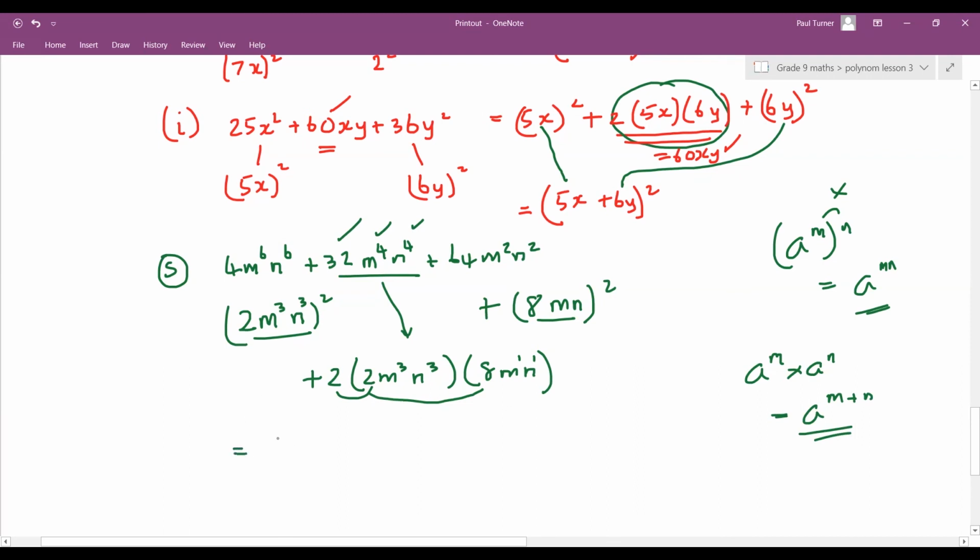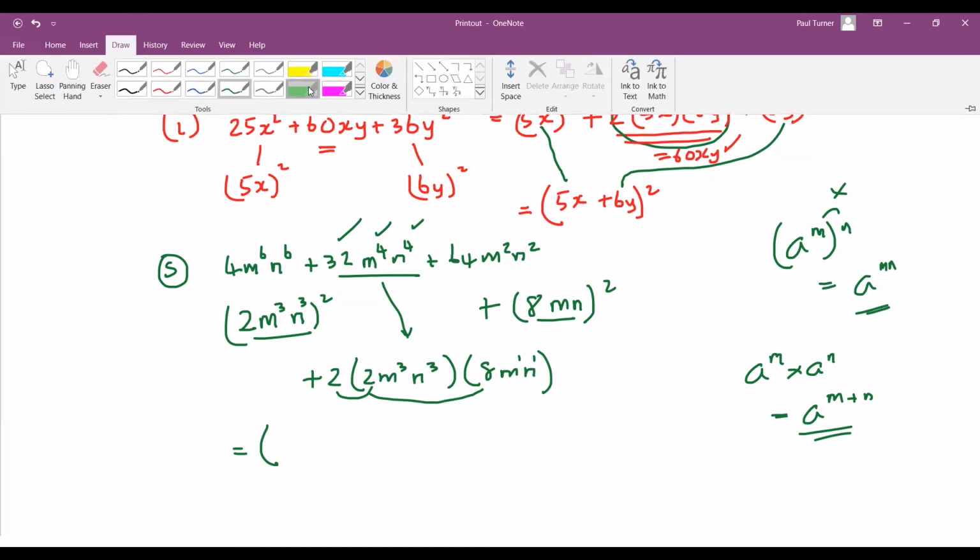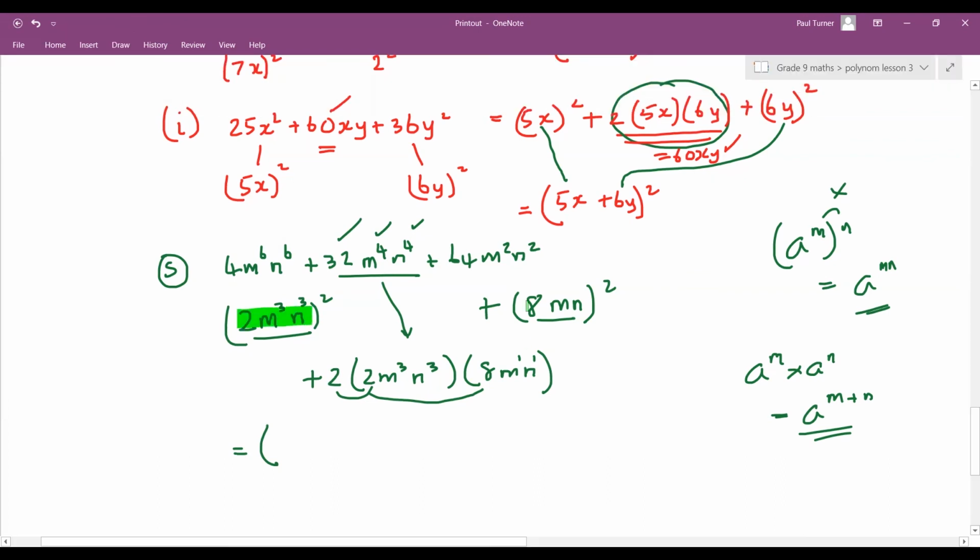So then the last step will be to write the final answer. So m cubed n cubed, I might highlight those. So this one and this one here, they will go here. So that would be m cubed n cubed. We have a plus, so we use plus. And the last term, 8mn, all squared. So that should be your final answer.